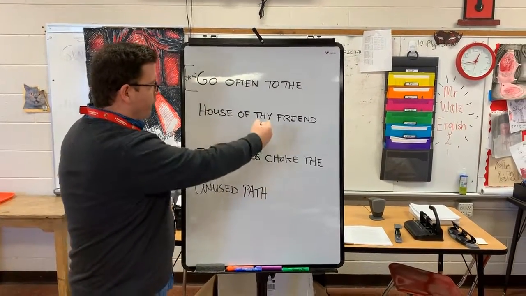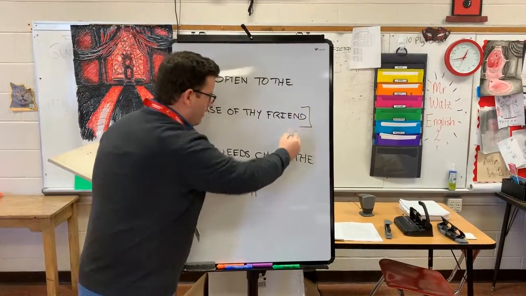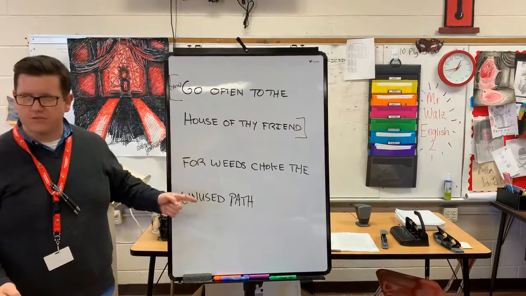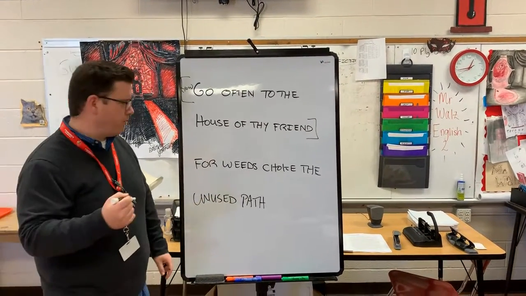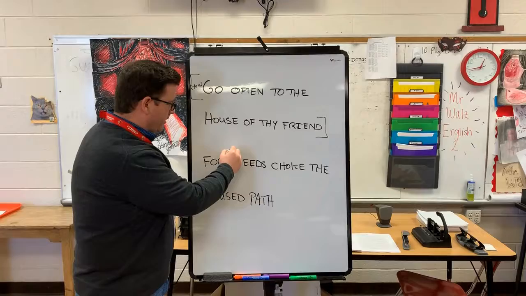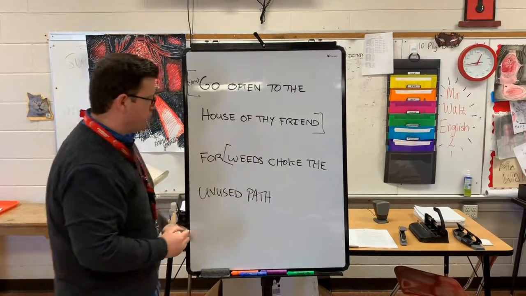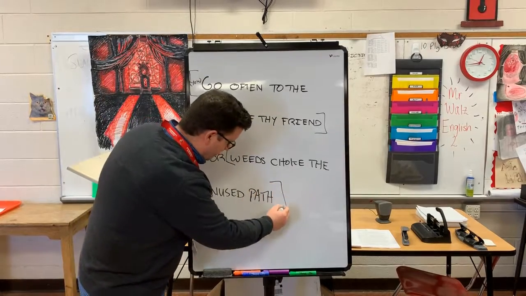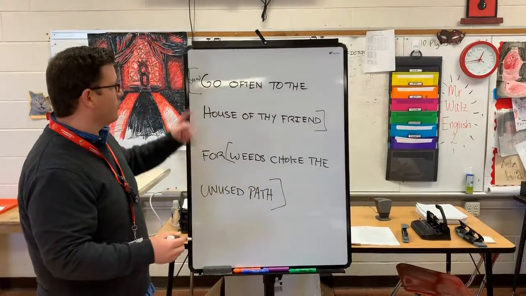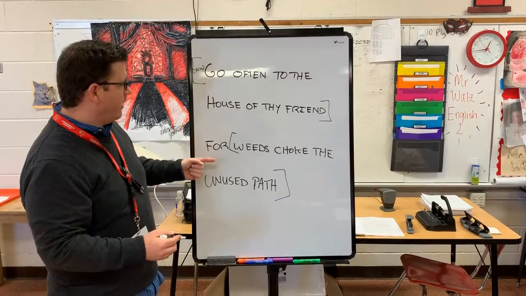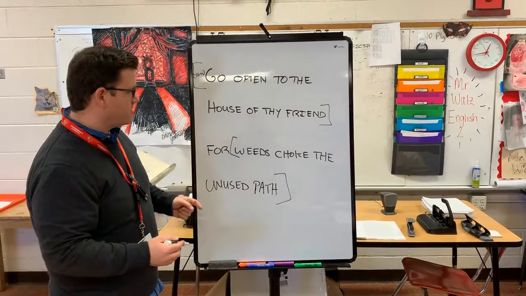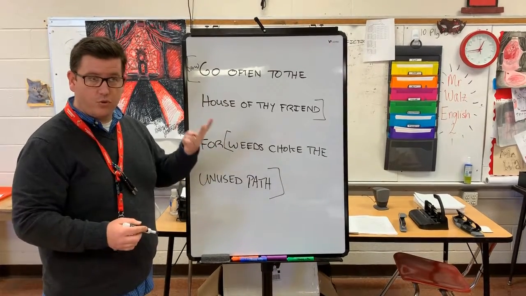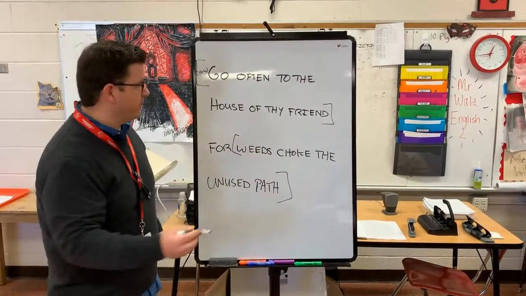So I know that friend is going to end the clause because the coordinating conjunction is never in the clause. Okay? Coordinating conjunctions are not part of the clause. So that means that my second clause starts after the coordinating conjunction with weeds. And then obviously it ends at the end here. So my two clauses are you go off into the house of thy friend and weeds choke the unused path. Now, by definition, a coordinating conjunction separates two independent clauses. So there's my answer right there.